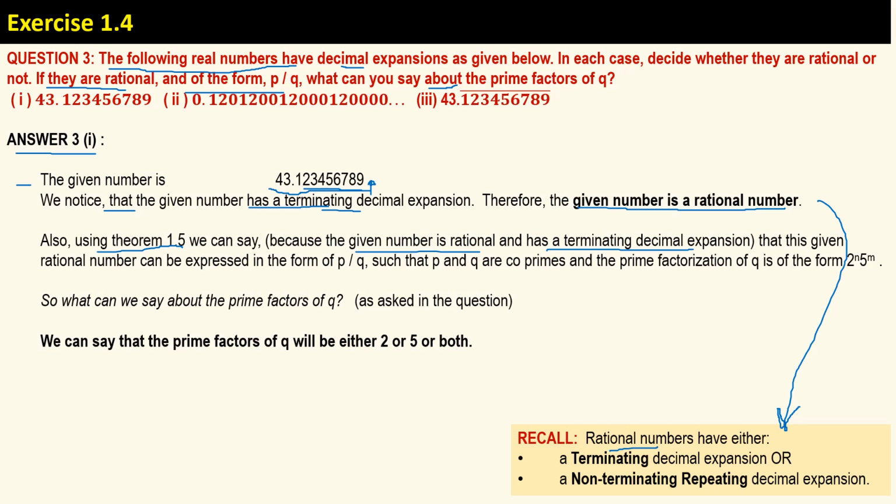So we can say using the theorem that this given rational number can be expressed in the form of P divided by Q, such that P and Q are co-primes and the prime factorization of Q is of the form 2 raised to power n multiplied by 5 raised to power m. So what can we say about the prime factors of Q, as is asked in the question, is that we can say that the prime factors of Q will be either 2 or 5 or both.